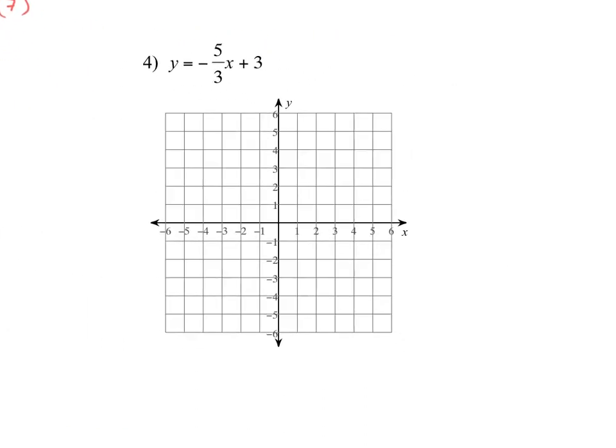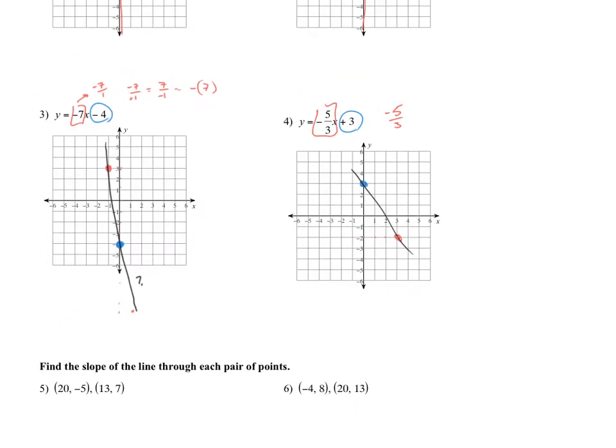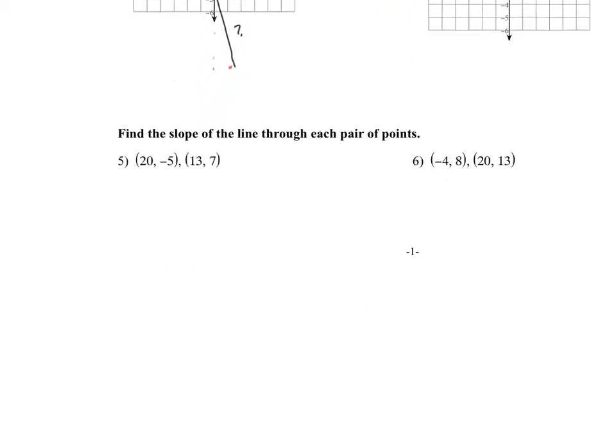All right. Same sort of thing here. Y-intercept, slope. I'm going to call this -5/3, so down 1, 2, 3, 4, 5, and run 1, 2, 3. There's our next point. There's our line. Great. All right. Find the slope through each pair of points.